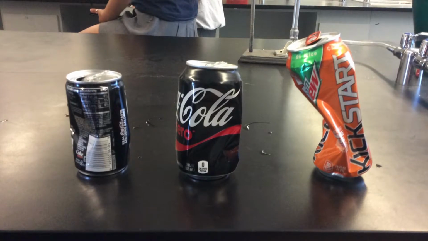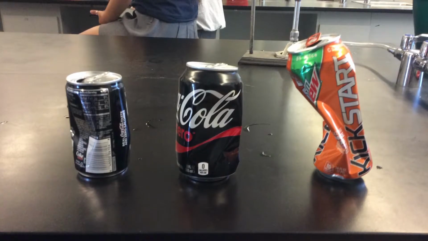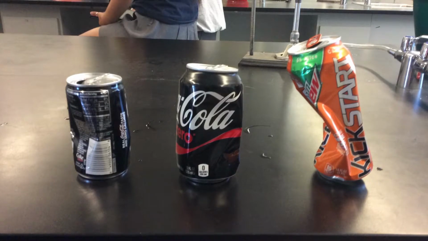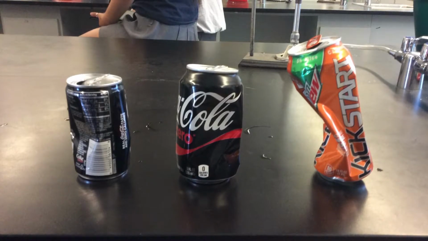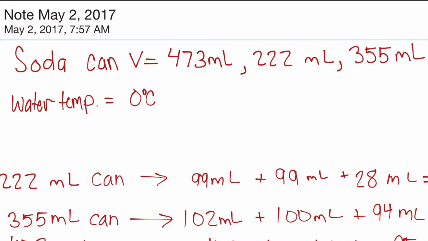And to answer the second question, what law or laws are at work in this experiment? Boyle's law is at work in this experiment because we were dealing with volume and pressure.